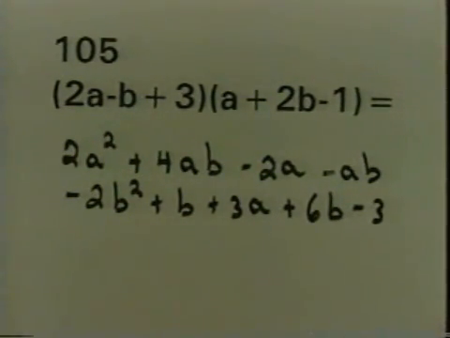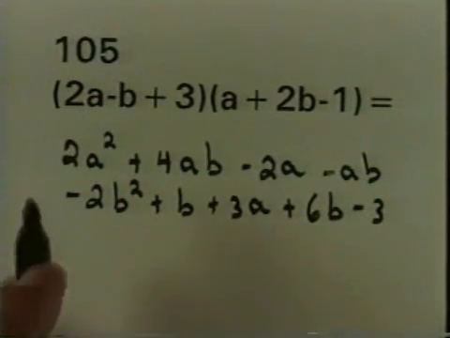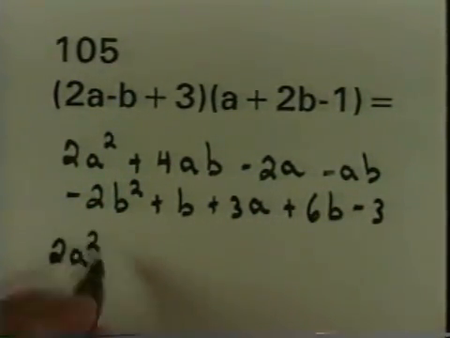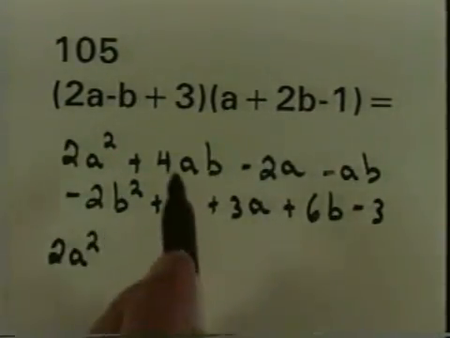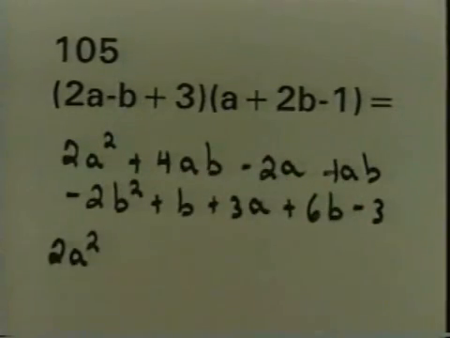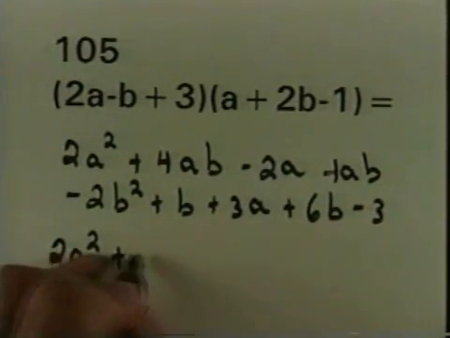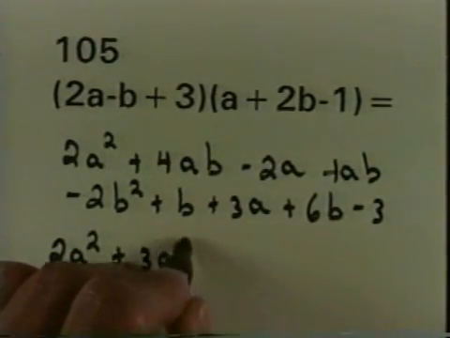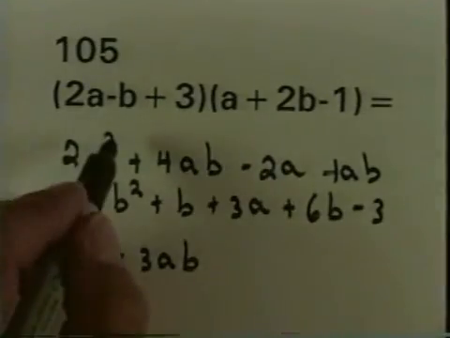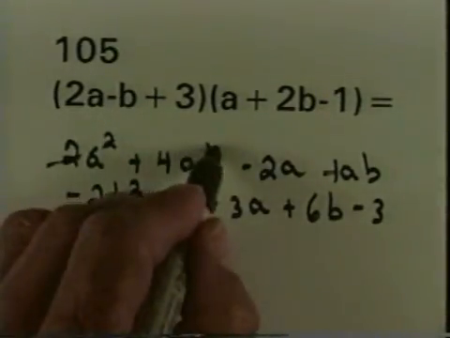Now I combine any like terms that I happen to have. I have no other a squared, so I'll leave 2a squared by itself. I do have ab terms. I have a 4ab minus a 1ab, which gives me 3ab. I'm going to mark these out as I write them down so I don't use them twice.